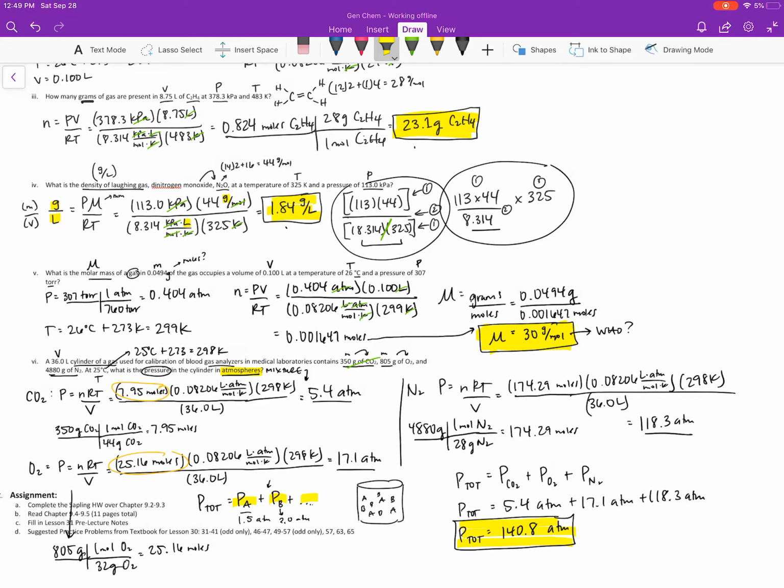The best way to do that is to be very diligent with your units. I will grade your exams looking for you to show your work like this. I want to see units. I want to see that they're canceling out, and they need to be in your final answer.